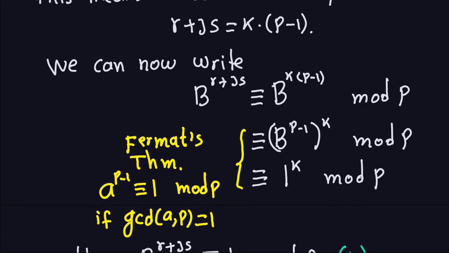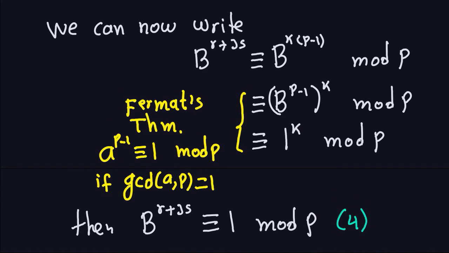So I can replace this guy here by 1, so I get 1 to the k, and 1 to the k is, of course, 1, because it's 1 times 1 times 1, k times. So then, if you follow this congruence here, what I have done is that b to the r plus js is congruent to 1 modulo p. I'm going to call this equation number 4. Now, this is all a proof. So if you want to go back and read it again, that would be a good idea, because this is all kind of very involved.